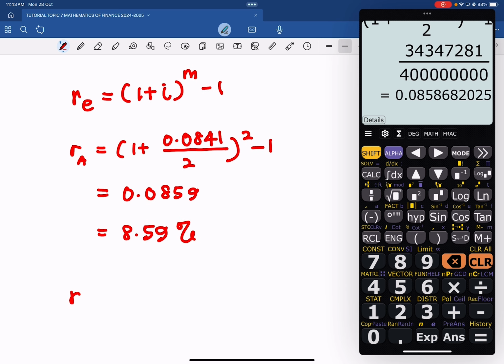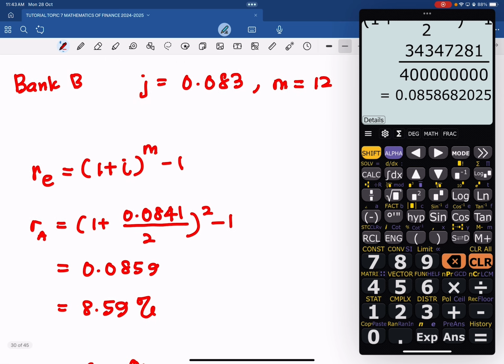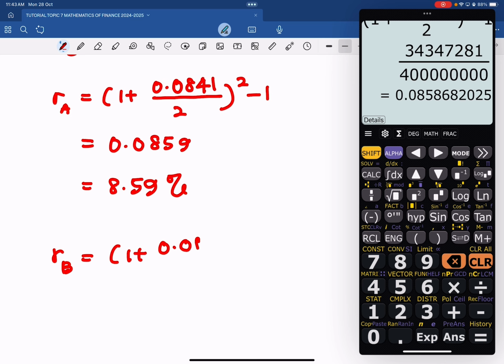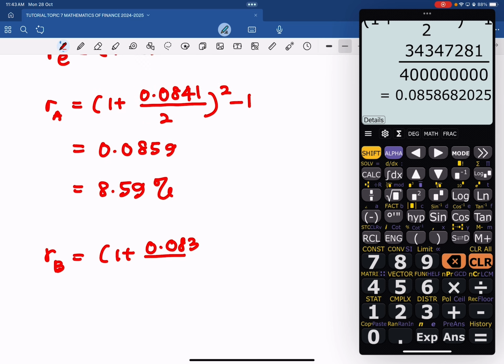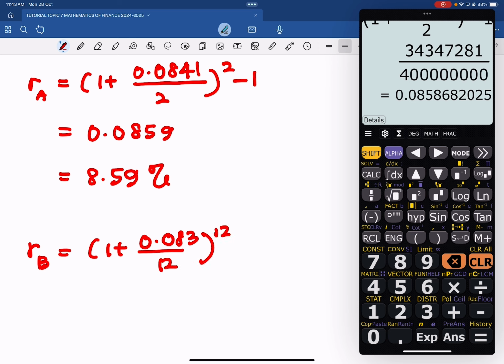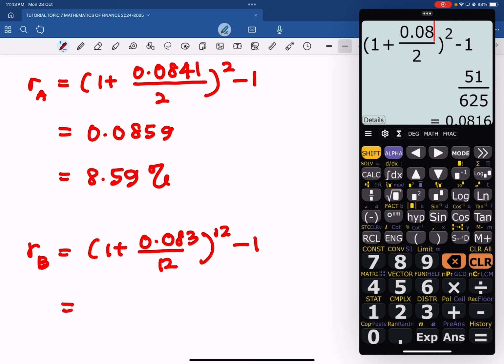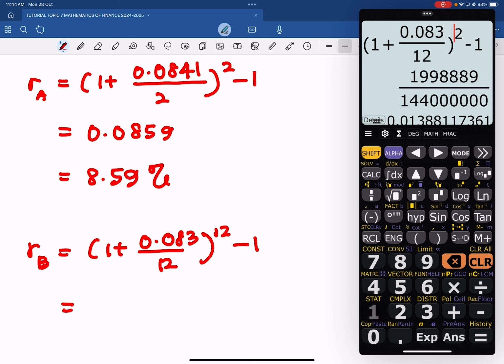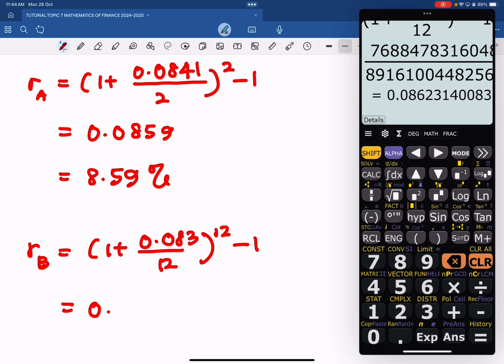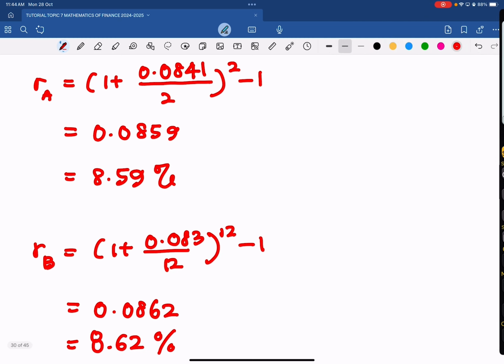Okay, let's check for Bank B. 1 plus 0.083 divided by the M which is 12, power with 12, minus 1. Okay, so what are we going to get? Later you will get 0.0862, or you may write it down as 8.62%. So which bank are you going to choose?